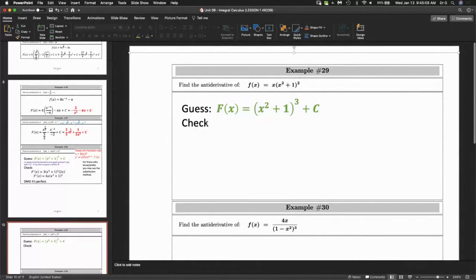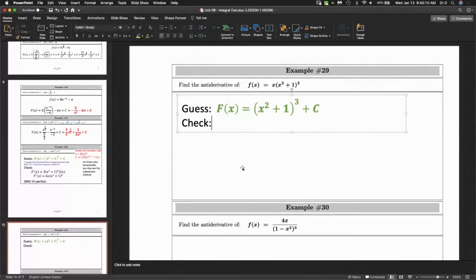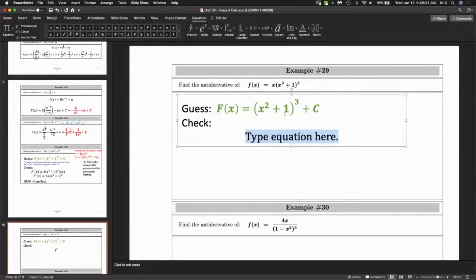This is definitely going to be a video when I put it online. These examples, I encourage you again to look at these a couple times over. Make sure you go through and watch these again because they will be recorded for you. So we're going to guess the antiderivative to be one power higher. And now we're going to check by finding the derivative of the antiderivative.